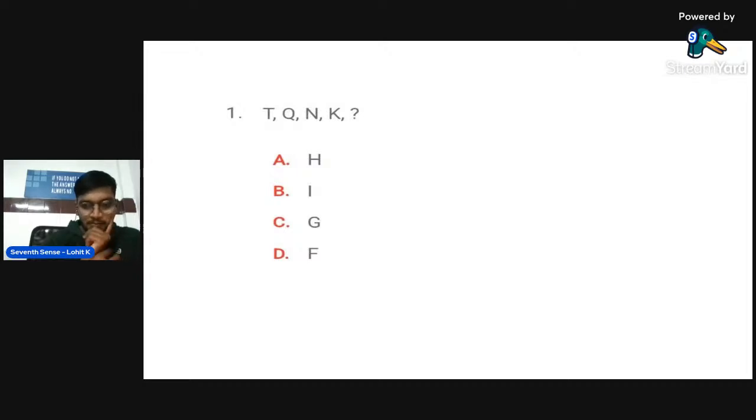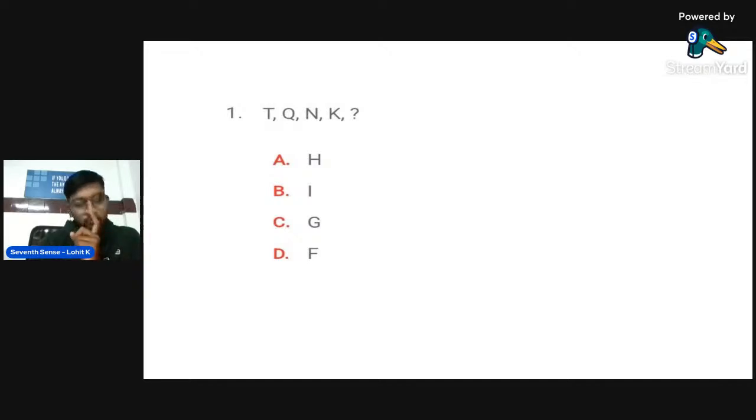Okay, so 3 members have told the answer as H. So you're saying the answer is H, right? What is the pattern, I'm asking. You can type the pattern in the chat box, how you got the answer as H here. What did you follow for T to Q, then Q to N, then N to K? Someone has typed that the difference is 3, but someone is typing -3 and -2.